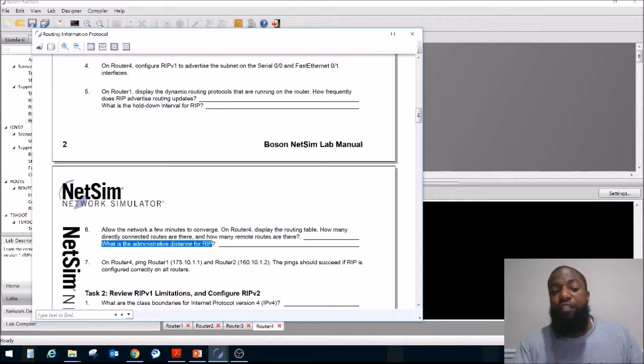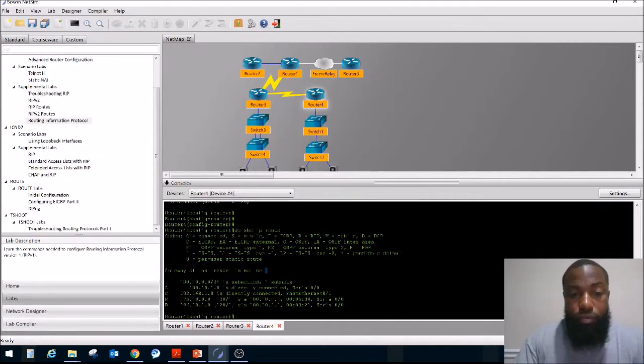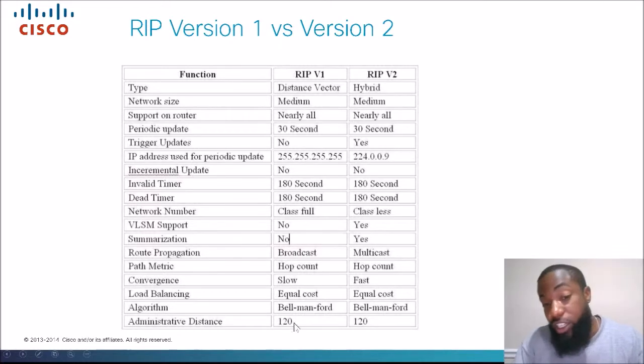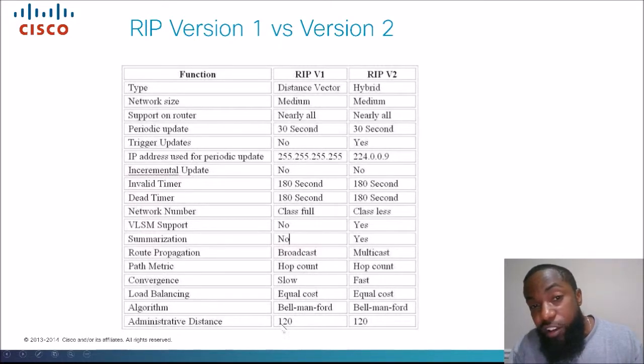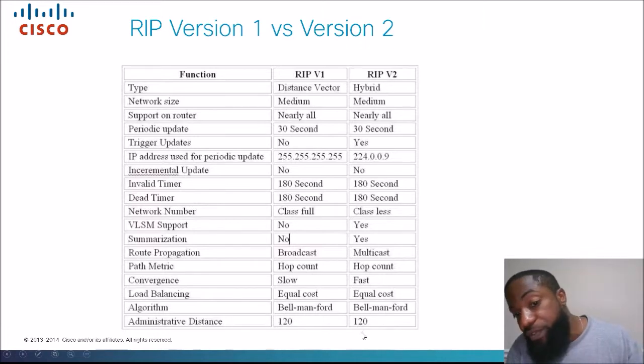What is the administrative distance for RIP? 120. We've discussed that in the slides, right? We did, but unless you froze the frame, you might have missed it. The administrative distance for both version 1 and version 2 is 120.